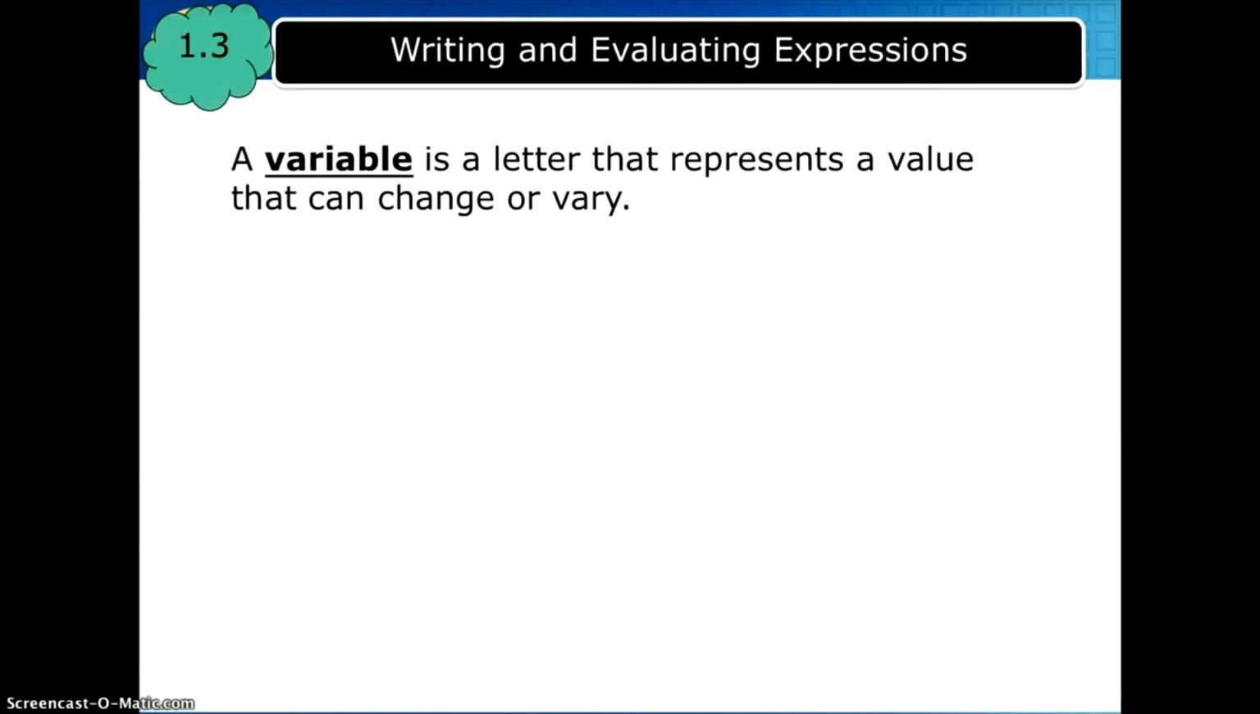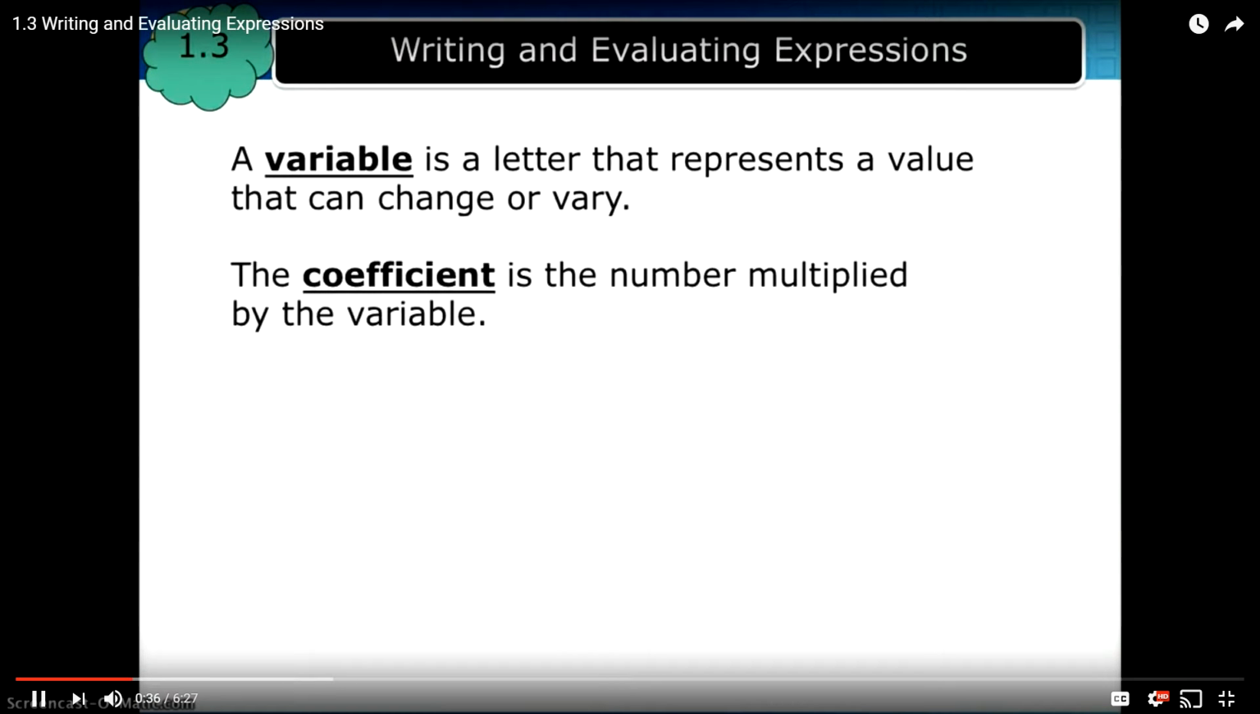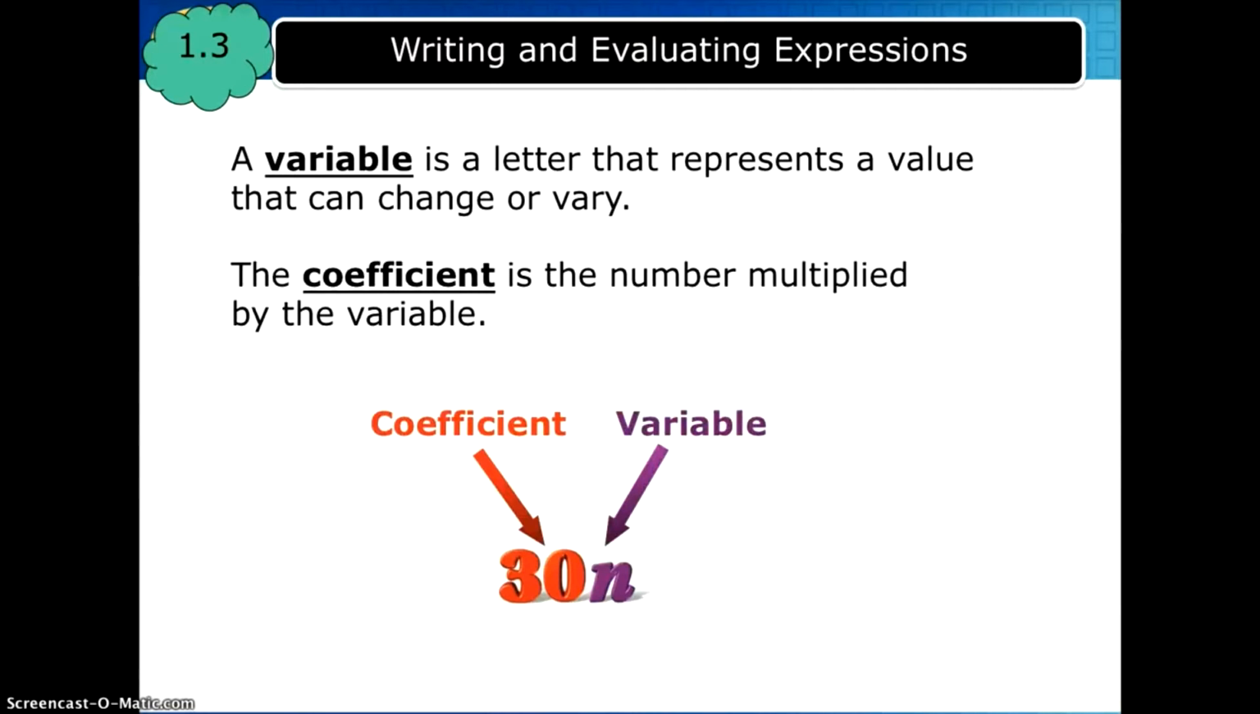So the first vocab word that you need to write down is a variable. A variable is a letter that represents a value that can change or vary. The coefficient is the number multiplied by the variable. 30n. Here's an example of a variable and a coefficient. 30 is the coefficient. It's the number in the term. N would be the variable.